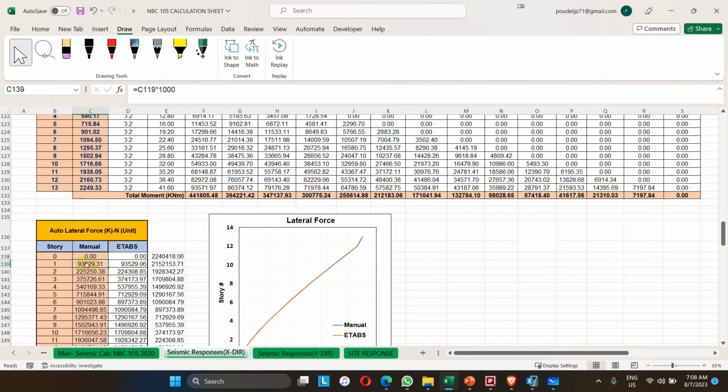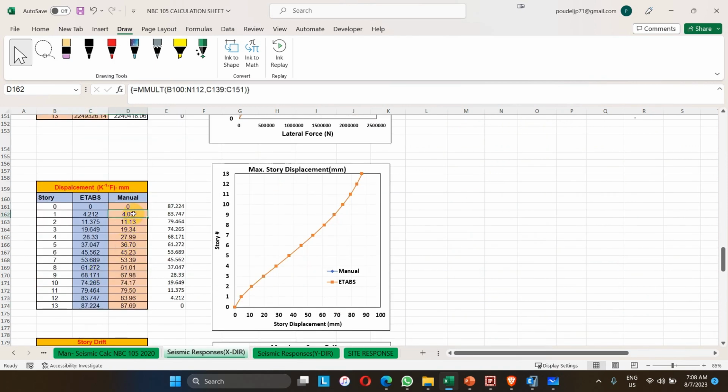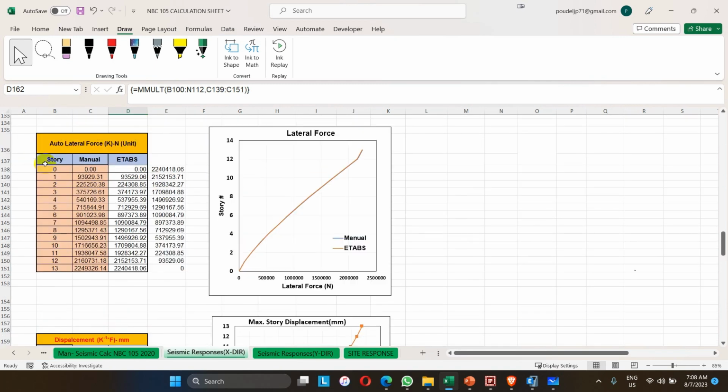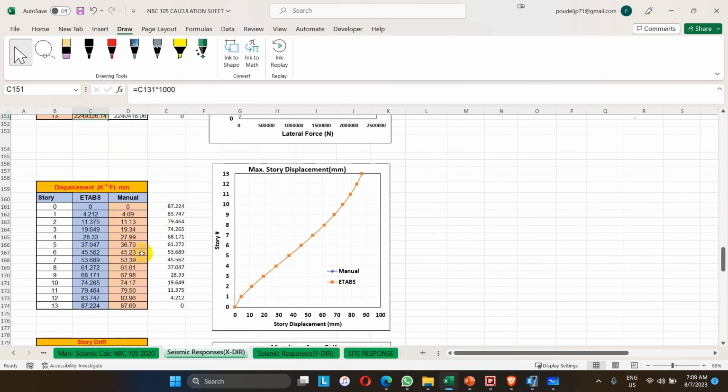Here, if we see the multiplication of matrix, this is the global story stiffness matrix, and this is the story force, C139 to C151, with this inverse matrix. So we get the story displacement, and let me go to the ETABS value.